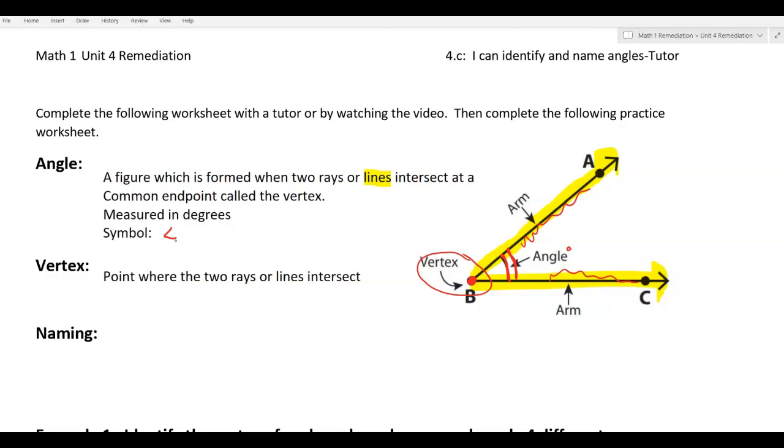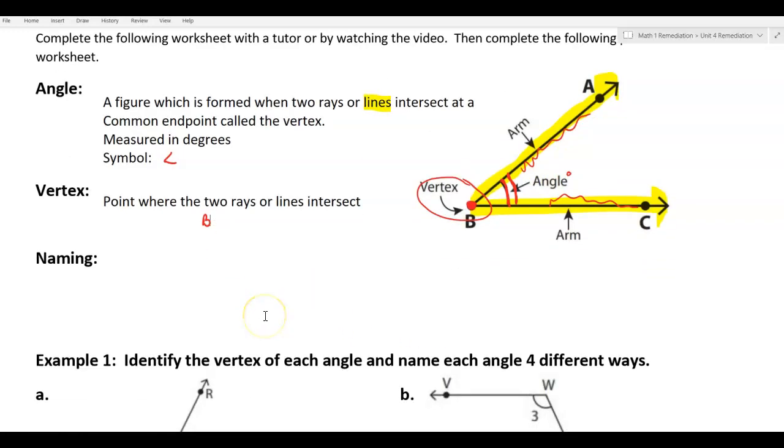So the vertex again of the angle is a point where the two rays or lines intersect, right? So in this case, the vertex would be B. Okay. Now, we can name these angles many different ways, right? One way, and the most common way, is using 3 points with the angle symbol. And here's the key, and I'm going to just put this in parentheses, the vertex must be in the middle of the name.